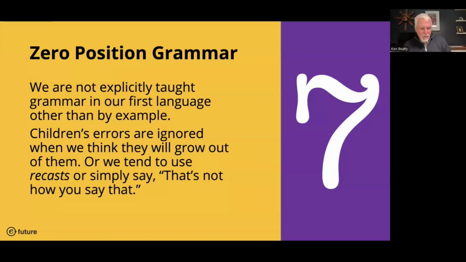The seventh and last one is what we call zero position grammar. And we are not explicitly taught grammar in our first language other than by example. That's just the way that we learn, right? Children's errors are ignored when we think they'll grow out of them. Or we tend to use recasts. So that's, again, when I say, "Oh, you swam with mommy," that was a recast. Or we simply say, "No, that's not how you say it," right? Older brothers and sisters say, no, you don't say it like that. I would hear my older son saying that to the younger one all the time.